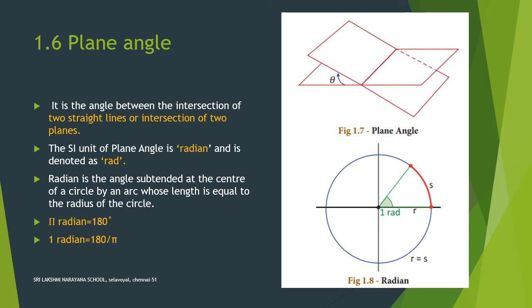Plane is a flat surface with no thickness. Example, paper. The SI unit of plane angle is radian and it's denoted as rad.